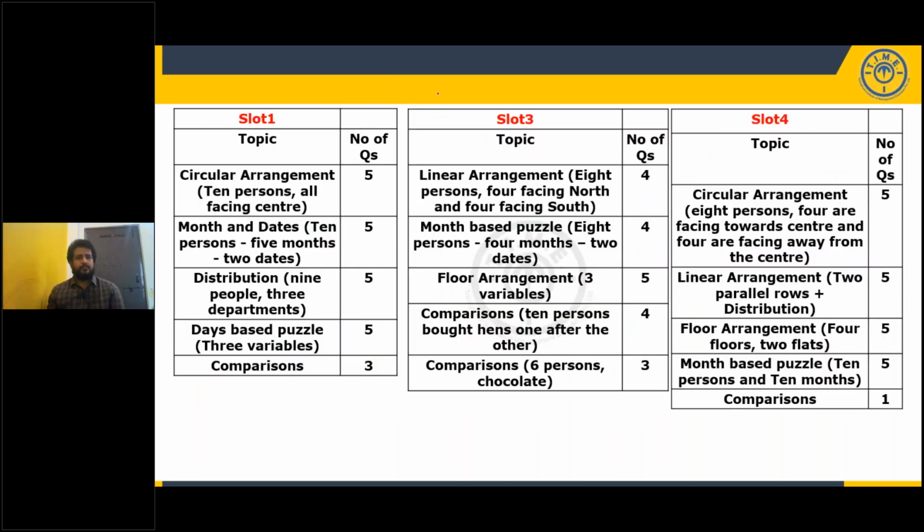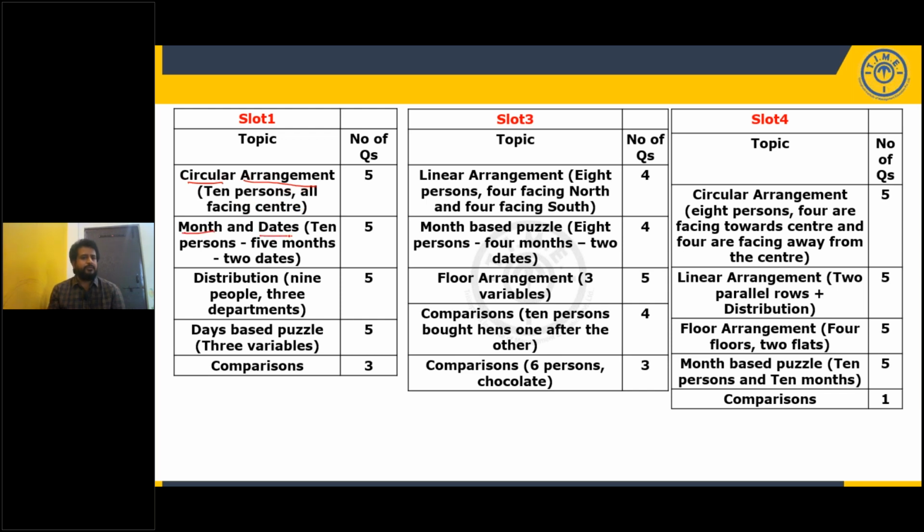Now, let's come to slot 1, analytical puzzles. In total, 23 analytical puzzles have been given. Circular arrangement, 10 persons, all facing the center. It is the expected model, not any surprise. Traditional model, circular arrangement, 10 persons, all facing the center.